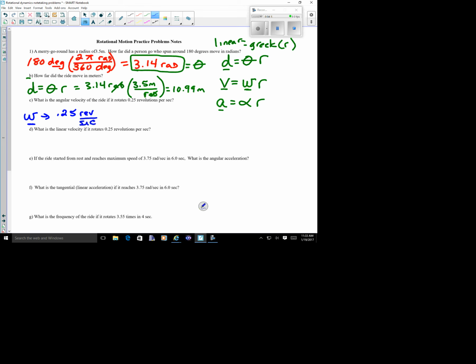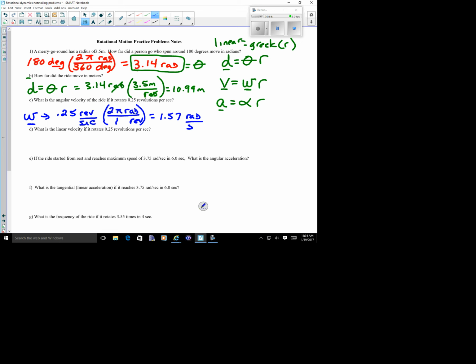So we got to convert revolutions. Get rid of the revolutions, put those on the bottom, and put radians on the top, because I want to make it radians per second instead of revolutions per second. Well, a revolution is the same thing as a circle. 2 pi r is the formula for a circle, so there's 2 pi radians in every circle. And when you multiply the 0.25 times the 2 pi, you end up getting 1.57, or half a pi, radians per second.